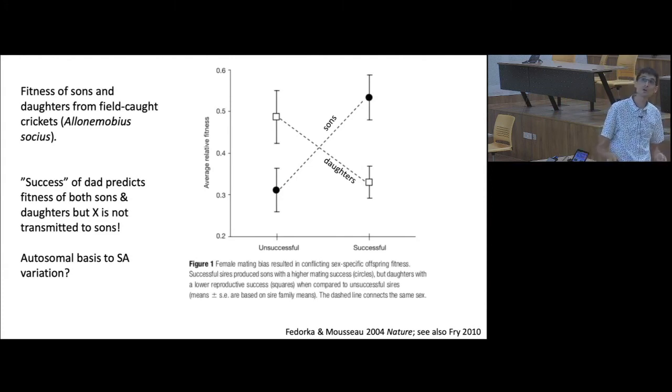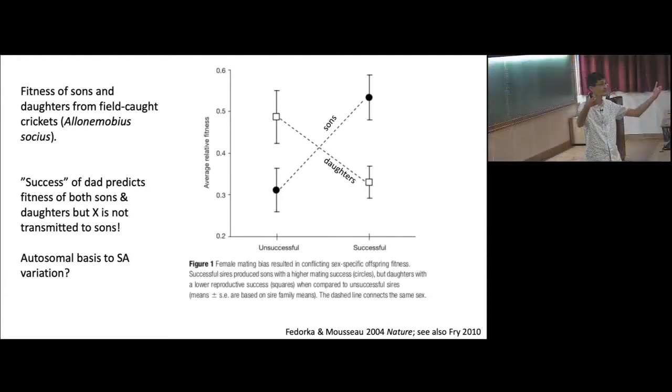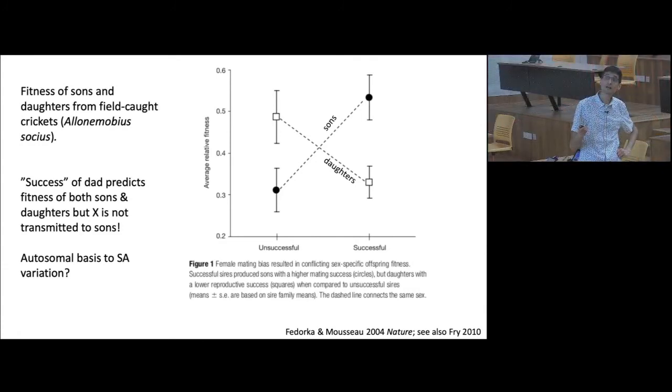So Fedorka and Mousseau went and collected crickets from the field. And they captured males that were either actively mating with females, or ones that weren't. So essentially what they had were males that they knew, based on that observation, were more fit or less fit in the field. Then they took those crickets and mated them to females in the lab and asked about the fitness of their offspring.